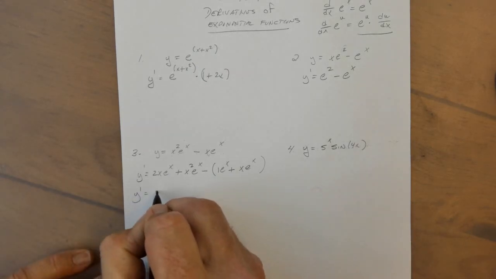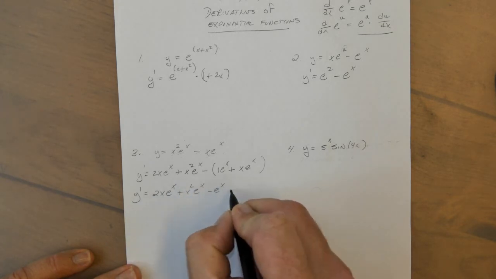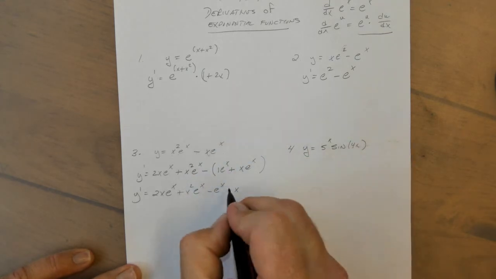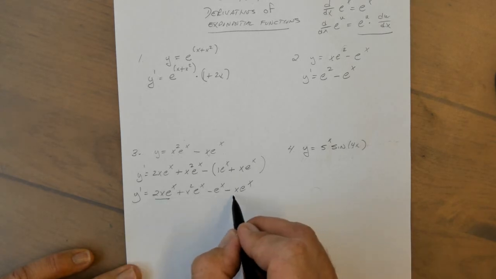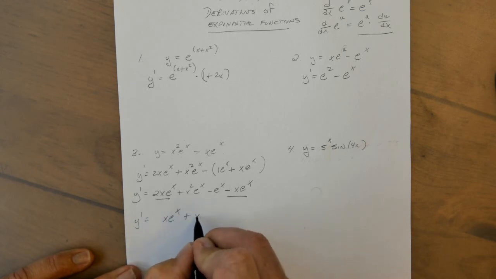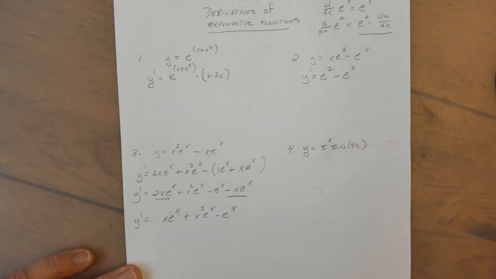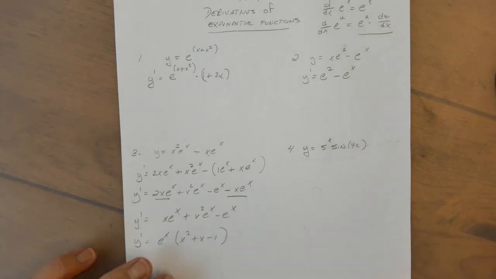Okay, so now we should clean this up. Let's see what we have. So 2x e to the x, plus x squared e to the x, minus e to the x, minus x e to the x. Okay, so I have a 2x e to the x minus a 1x e to the x, so that leaves me with 1x e to the x, plus x squared e to the x minus e to the x. So I think you could leave it like that. If you wanted to factor out an e to the x, you certainly could. And notice you'd be left with x squared plus x minus 1.